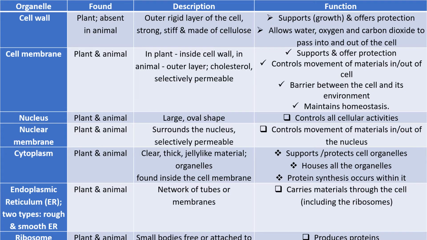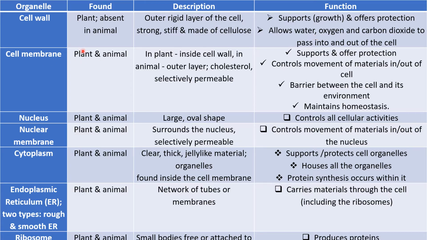So these are some of the organelles that you can find in plant and animal cells, their description and their functions. Like earlier said, the cell wall is found only in plants. It's an outer rigid layer of the cell, strong, stiff, and made of cellulose. And because of this, it gives support and offers protection to the plant. Although it is strong, it still allows water, oxygen, and carbon dioxide to pass into and out of the cell.